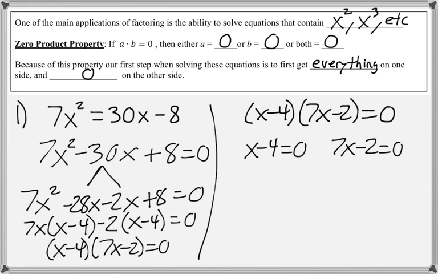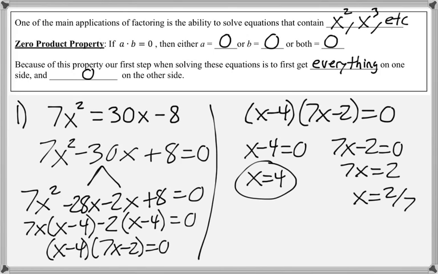So if I solve these two equations, I get x is equal to 4, and here I get 7x is equal to 2, and x is equal to 2 over 7. So that would be one answer, and this would be my second answer. So again, after you factor, set each factor equal to 0. So it will break off into multiple parts, multiple branches of the question. And you want to solve each branch for x. So these are my two answers.